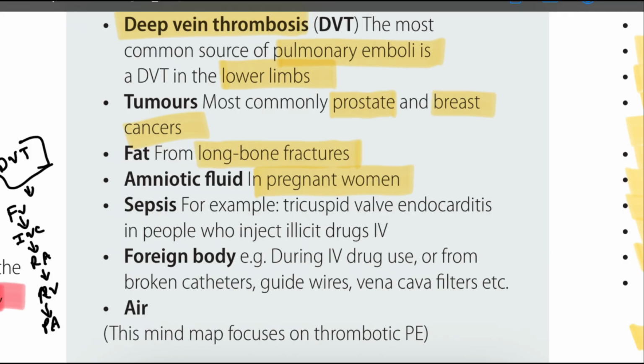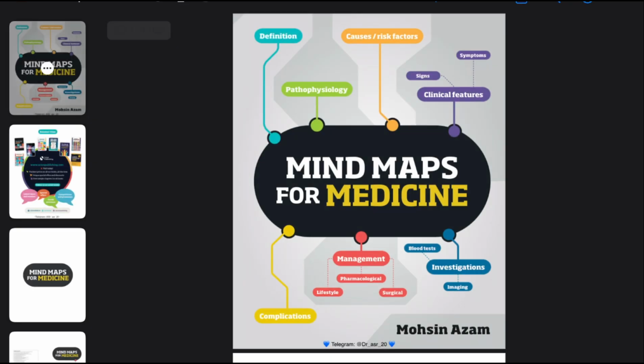Sepsis can cause tricuspid valve endocarditis. If you are injecting any illicit drugs, intravenous drug abuse, then the patient can get pulmonary embolism. And foreign bodies during intravenous drug use, broken catheters if the patient used them, or guide wires or vena cava filters, these things can cause pulmonary embolism.